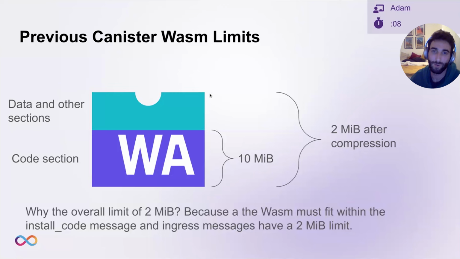And so why did we have this 2 megabyte compression limit? Well, basically, an ingress message can only be 2 megabytes. That's a general limitation of the protocol. And so when you do install code, our install code message needs to contain the entire WASM source. And so it has to fit in that message. So that's where the 2 megabytes comes from. Next slide.